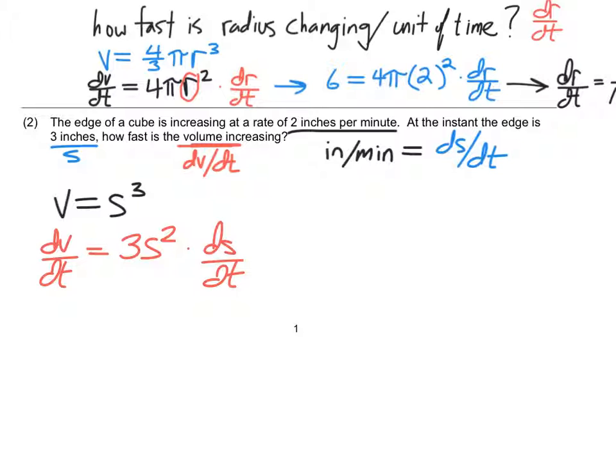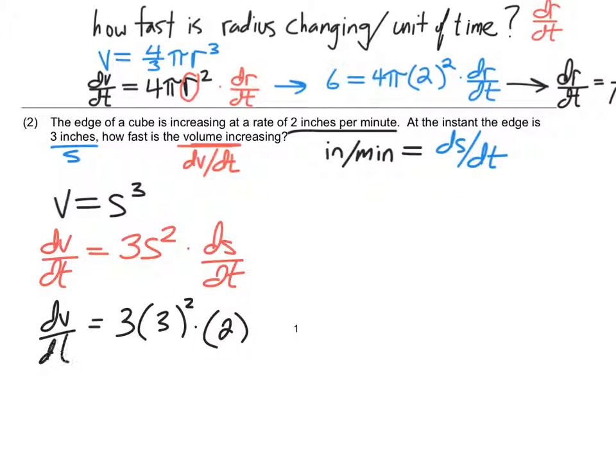Alright, so maybe S is t squared minus 32t. Maybe S is just 2, but we don't know, so we have to account for that. Right? If it turns out it's constant, then dS/dt will just be equal to 0. But again, we can't make that assumption. All right, so we know that the edge is increasing at 2 inches per minute, so that makes dS/dt equal to 2. S is given as 3, and we just need dV/dt.